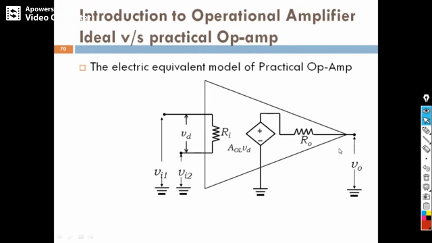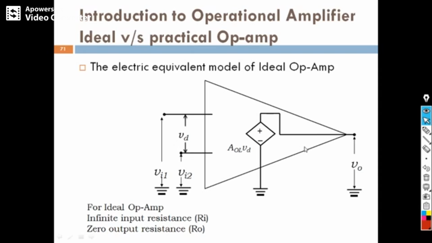So now, this is the circuit diagram for the practical operational amplifier. In the practical operational amplifier circuit diagram you can see, the operational amplifier will amplify the difference signal. Here you can see the voltage at the inverting terminal, and here the voltage at the non-inverting terminal. So our operational amplifier will amplify the difference signal. That's why it is called VD. And this is the gain block. This is the input impedance between the two terminals, and this is the output impedance of our operational amplifier.